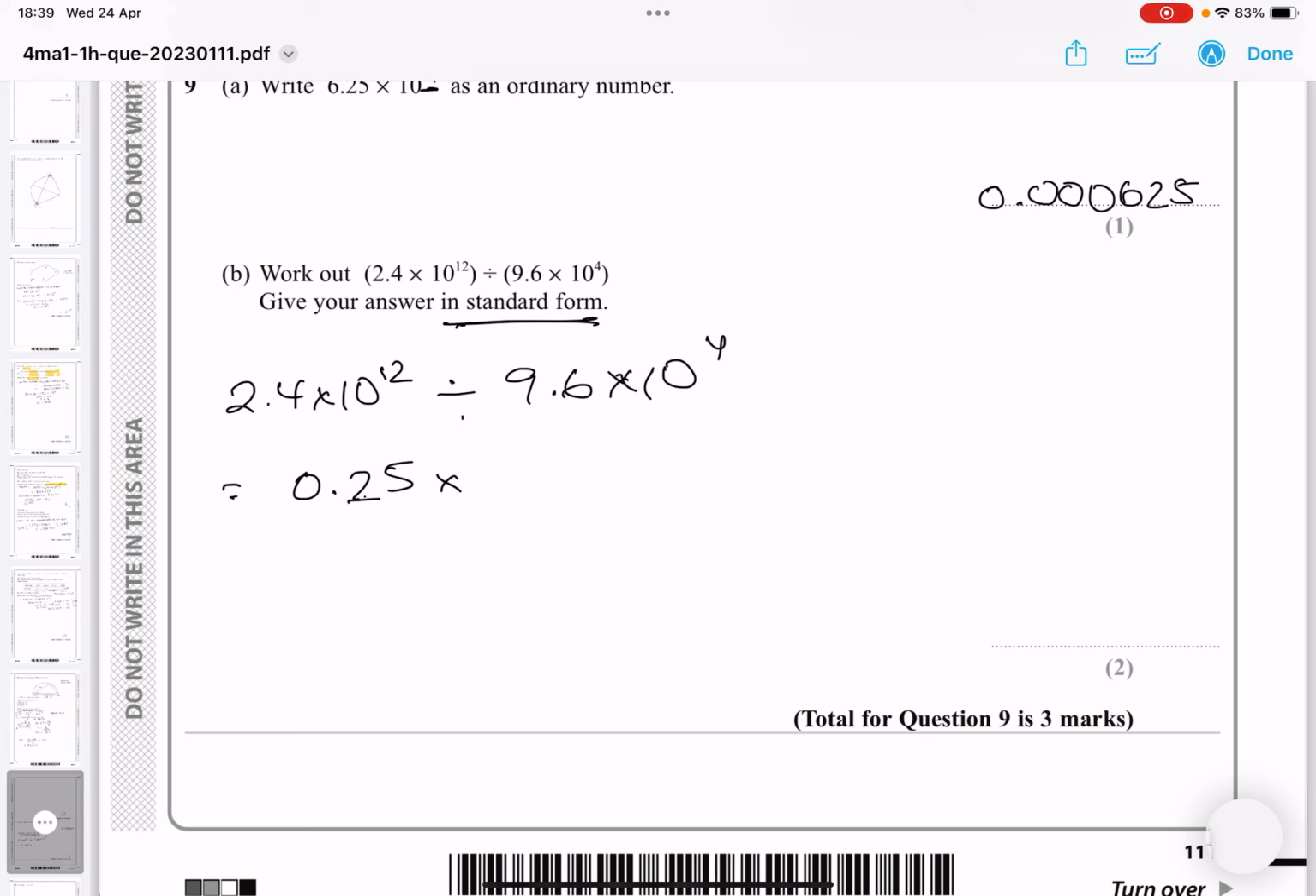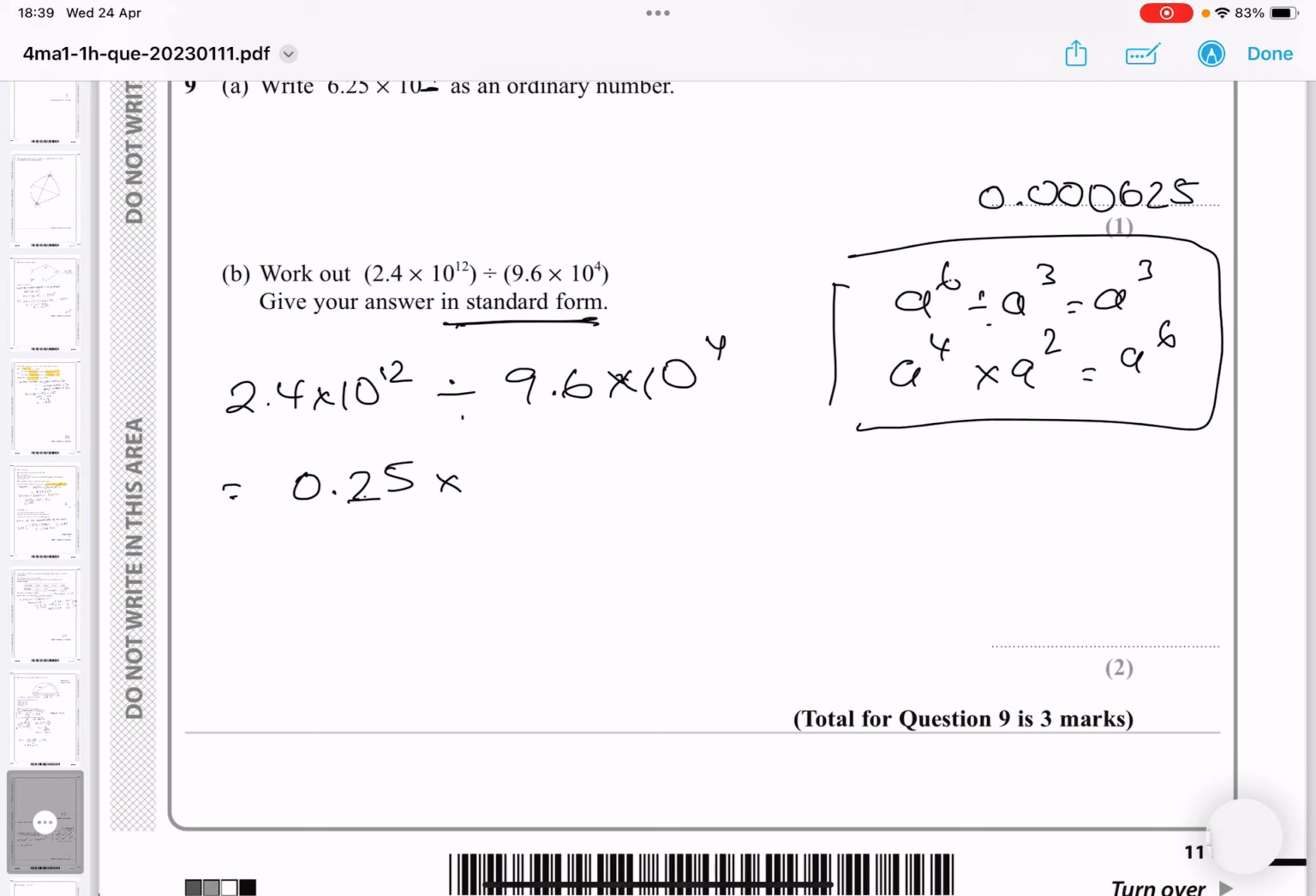So say, for example, I'm just going to do a quick example here. This is indices laws that you just need to learn. A to the power of 6 divided by a to the power of 3. What you're going to do is subtract the indices, so that will give you a to the power of 3. 6 minus 3 is 3. If you have multiplication, a to the power of 4 times a to the power of 2, for example, you add the indices, a to the power of 6, okay? So this is just indices laws that you need to learn.